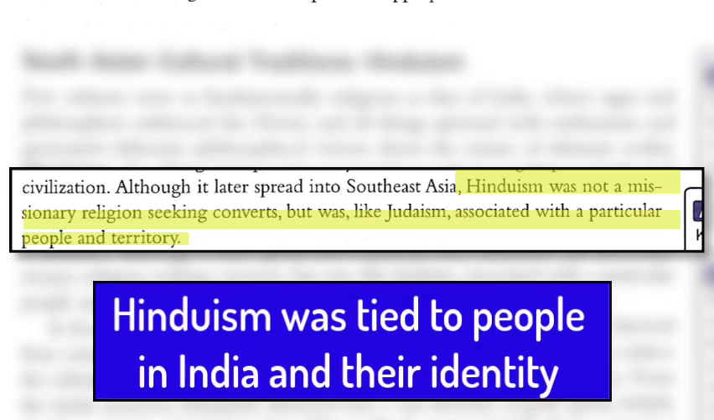Now, how do I paraphrase that? Well, even there, I don't have to take down everything. All I have to take down is Hinduism was tied to people in India and their identity. The point is that we want to look for the most significant part of the information being given, and the primary example that we can take down to remember it. Then we take it in a way that's concise, that we can paraphrase and summarize, make it our own, so we're not taking notes on everything.